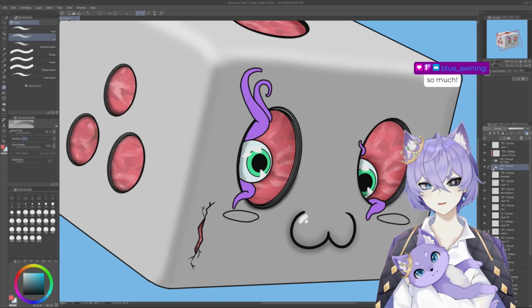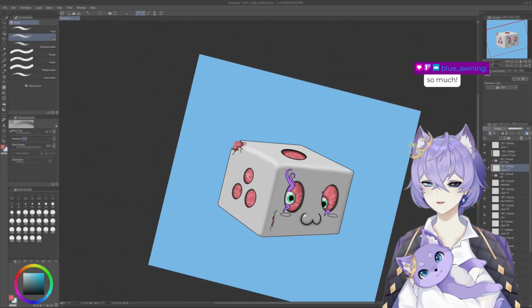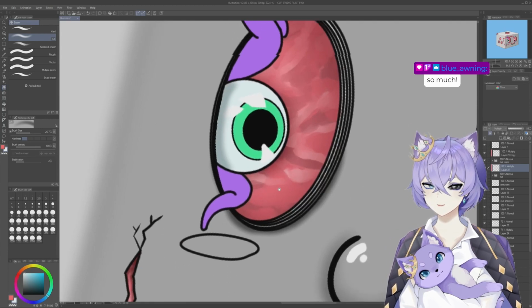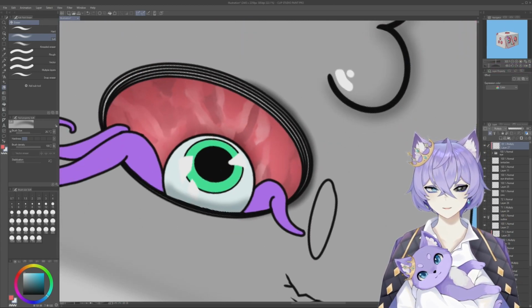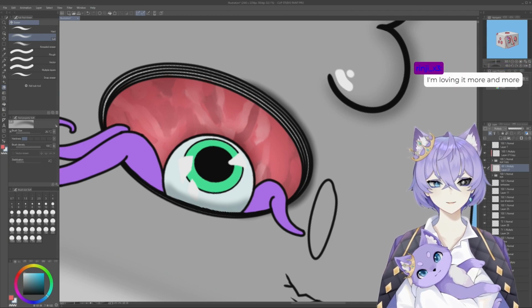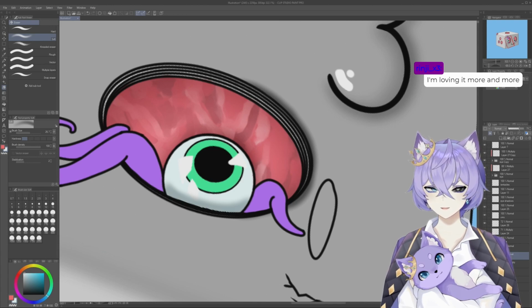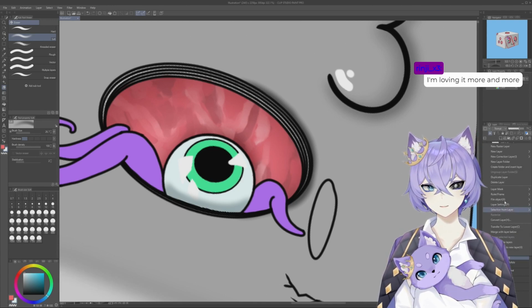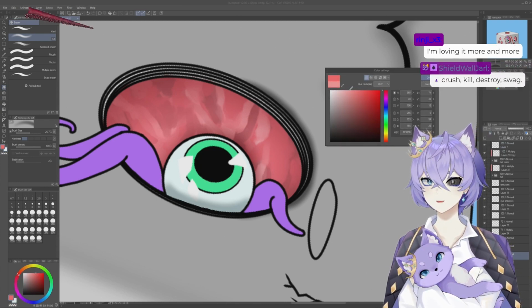Okay, that covers the shading for the eye. Maybe just throw this on top like that as well. So much. I'm glad. I'm sincerely happy for you both. I'm loving it and more. Oh, goody. All right, let's see. Let's throw on a new layer here. We're going to go with a very nice light blush.